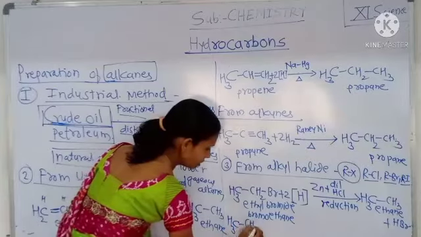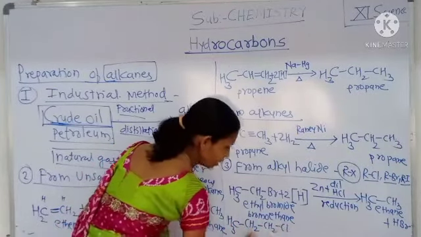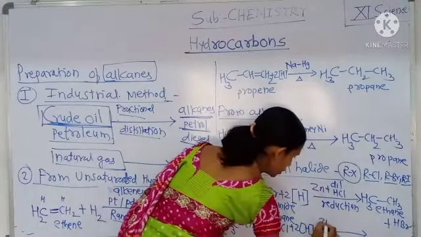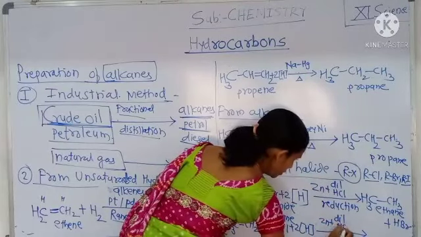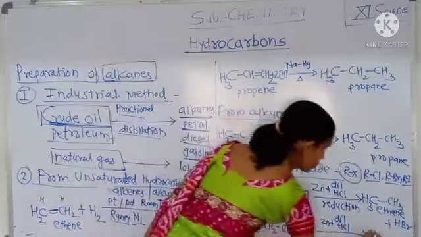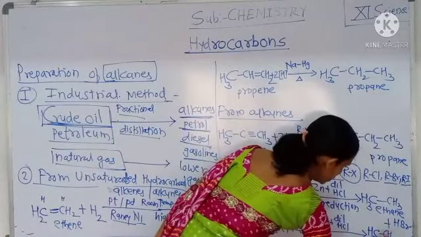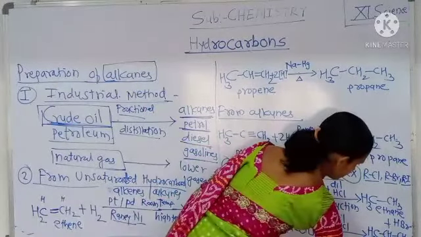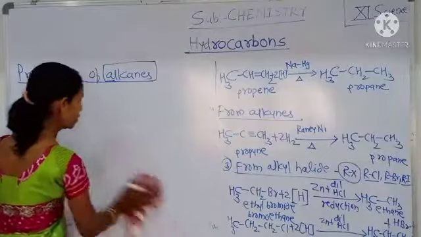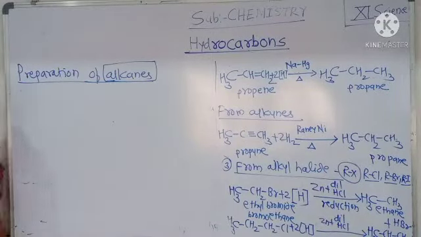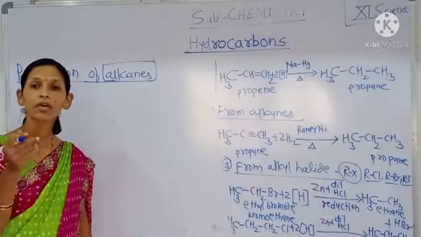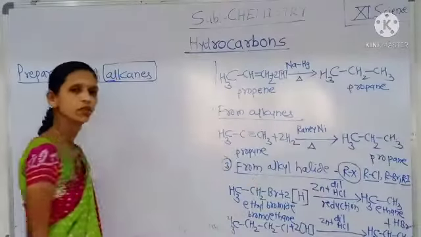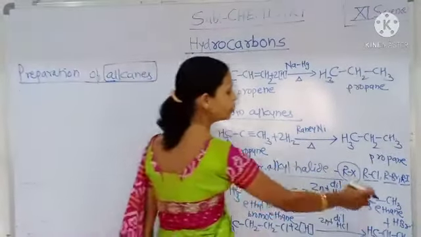Similarly, CH3CH2CH2Cl undergoes reduction using zinc and dilute HCl as a reducing agent. It gives propane, CH3CH2CH3, plus HCl. So from alkyl halide we can prepare the alkanes, and here zinc and dilute HCl is used to convert alkyl halide into alkane.